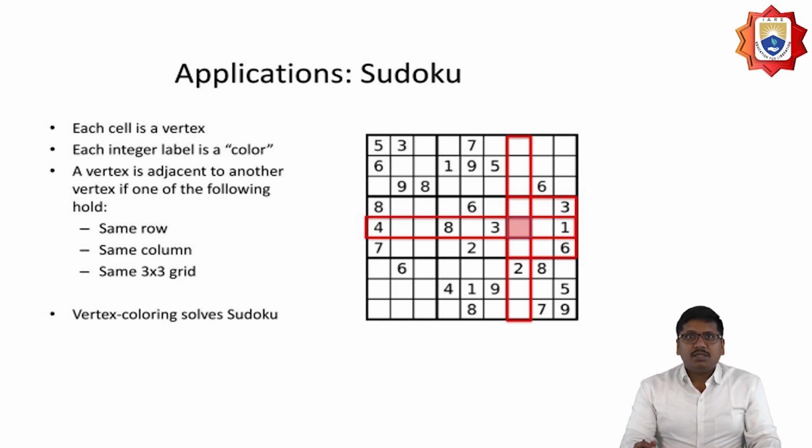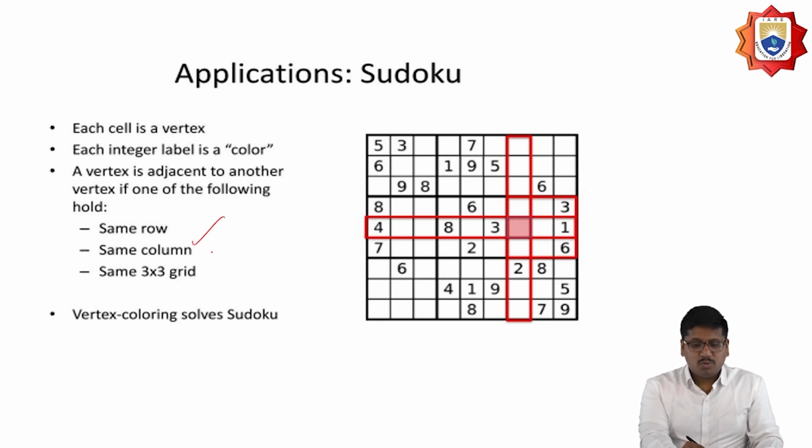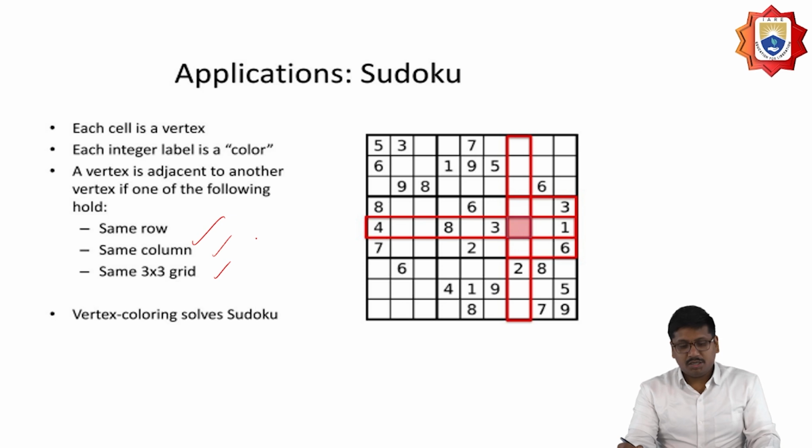So let us consider another example. Each cell is a vertex and each integer is also a color. The vertex is adjacent to another vertex if it has one of the following: the same row, same column, and same 3 by 3 block. So the vertex coloring can also be used to solve Sudoku. Each cell is a vertex here and each integer label is a color.